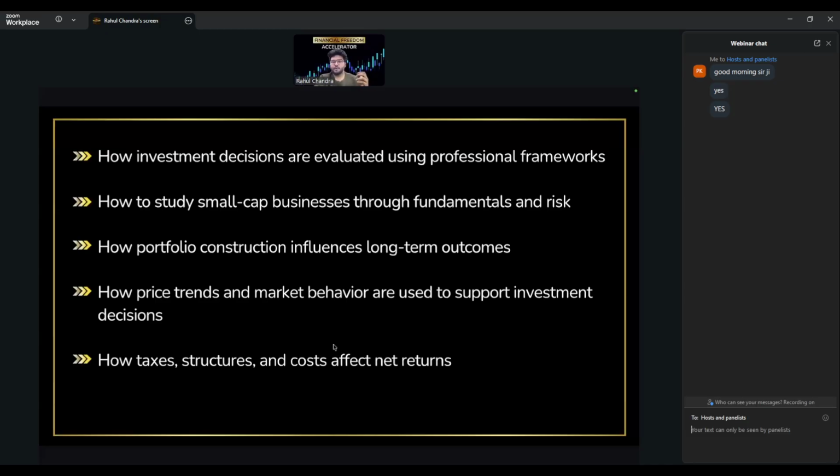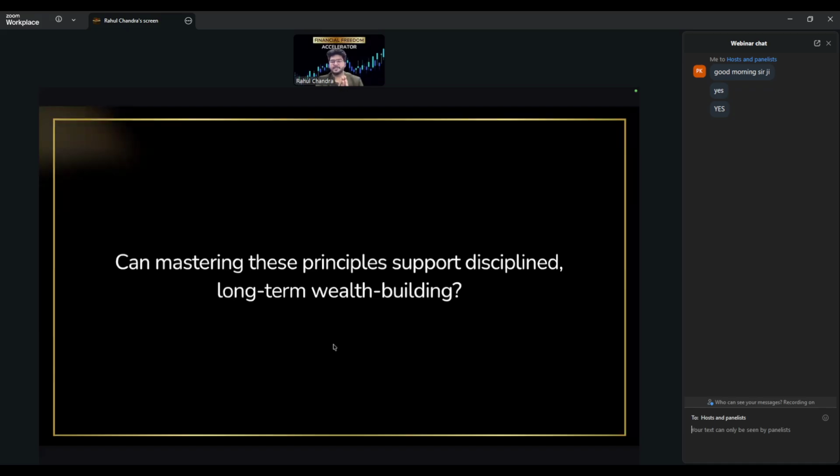So you need to understand both, bring both together, and understand how taxes, structures, and cost affect your net returns. Again, very, very important, correct? And last but not the least, how to use debt, estate planning, and asset protection. Because if you're working hard to build a portfolio or create wealth for yourself, you need to know how to safeguard and protect it as well. Now, do you think mastering these principles can support disciplined long-term wealth building? Do you agree to that?